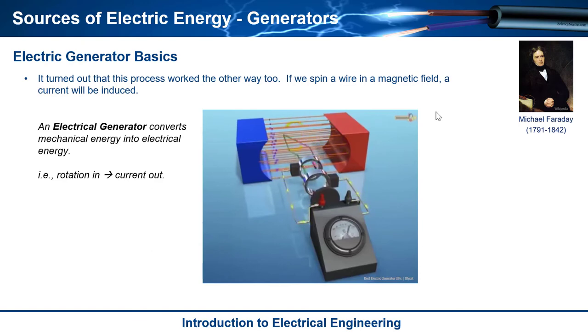In a motor, you put in electricity and you get rotation out. Well, if you put rotation in, you get electricity out. That is what an electric generator is. If we can find some way to spin the coils of wire within the magnetic field, we will get current out. It's the exact same thing. Let's take a look at an example.